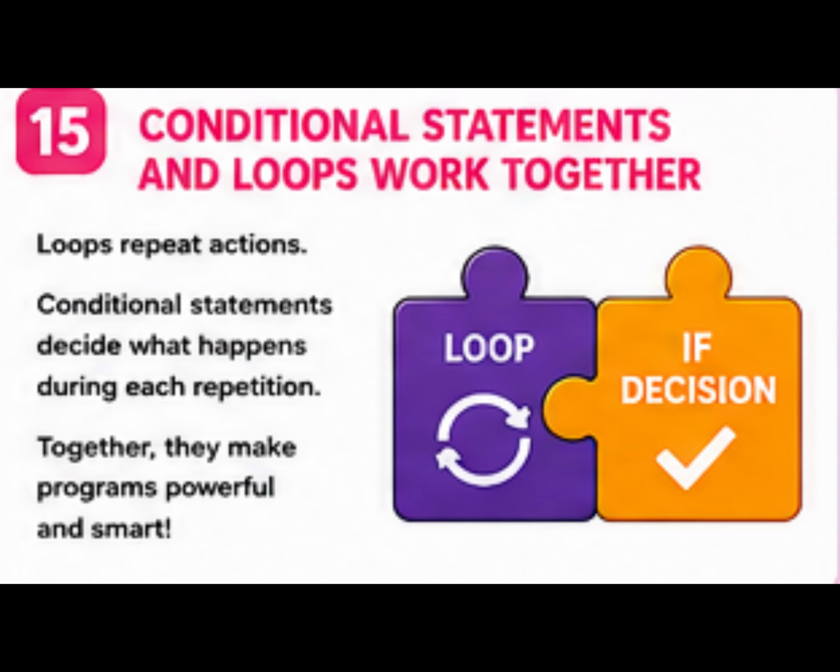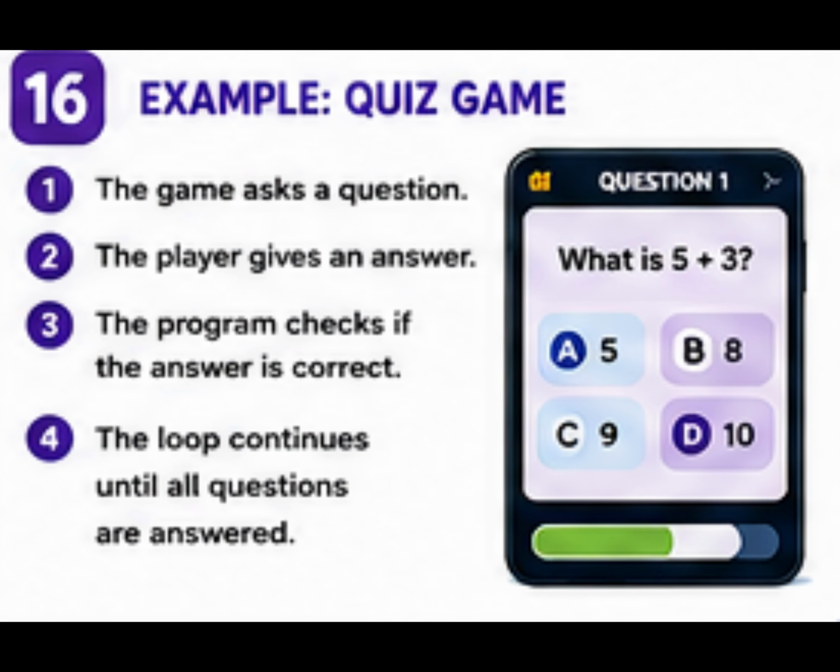Conditional statements and loops often work together. A program might use a loop to keep repeating actions and use conditional statements to decide what happens during each repetition. Together, they create programs that are both powerful and flexible. Imagine a quiz game. The game keeps asking questions while the player still has questions remaining. After each answer, the game checks whether the answer is correct. The loop controls the repetition, and the conditional statement controls the decision making.